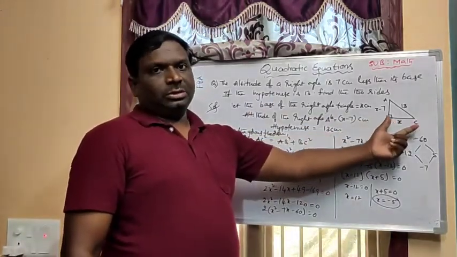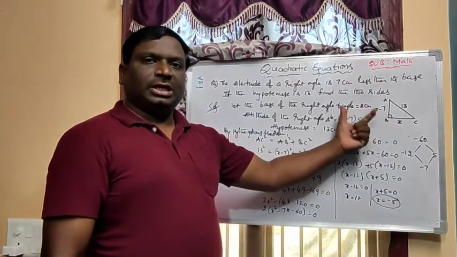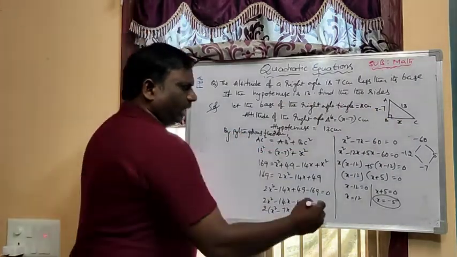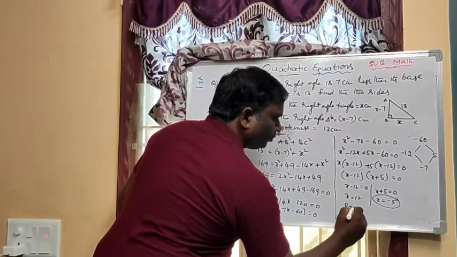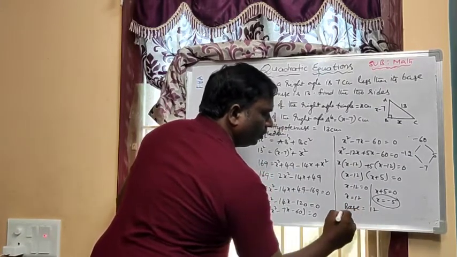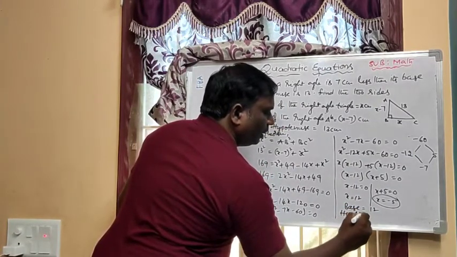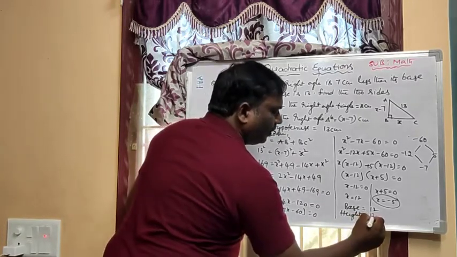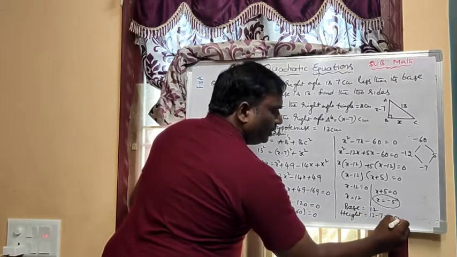Length means base, base means length. Length cannot be negative. So base equals 12. Then height, that means altitude, equals 12 minus 7, which is 5 centimeters.